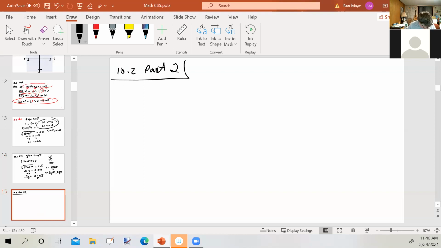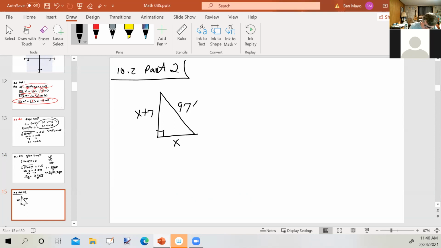Our first problem, basically what we have is a right triangle. And we're told that the length of this side is 97 feet. The length of the longer side is 7 feet longer than the shorter side. So if this is x, this would be x plus 7.